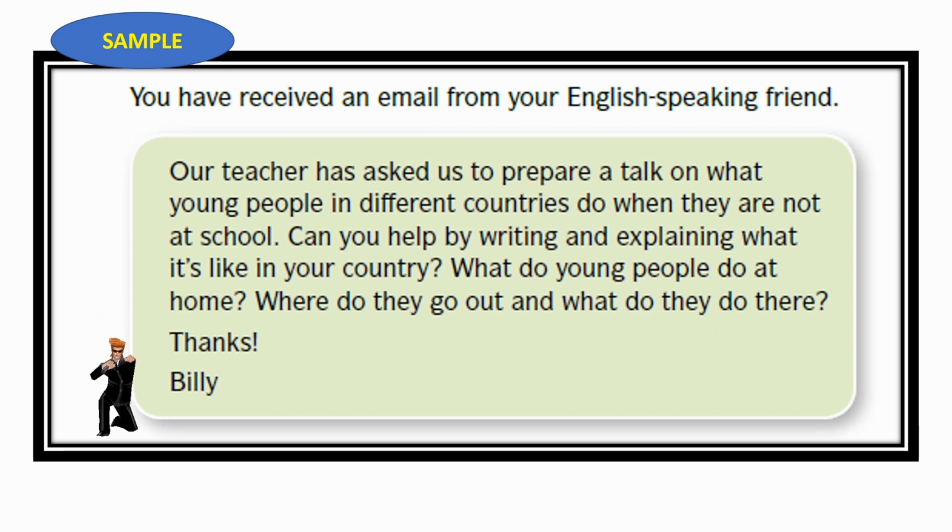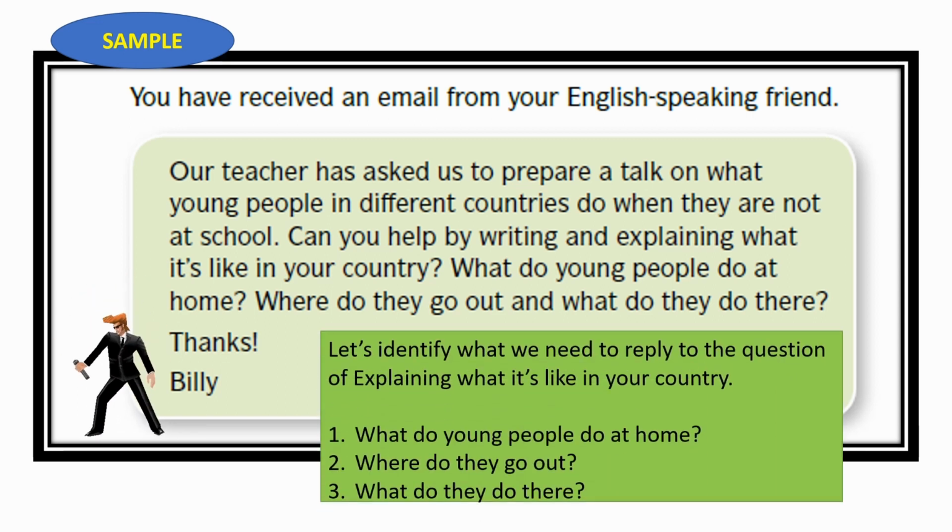Now, how do we attempt this essay on the email? Let's first identify what we need to reply to the question of explaining what it's like in your country. That means, what do we need to write, or what are we told to write about? Number one, what do young people do at home? Yes, that is the first point you must address. The second point, where do they go out? And the third point, what do they do there? So these are the 3 points that you must answer.